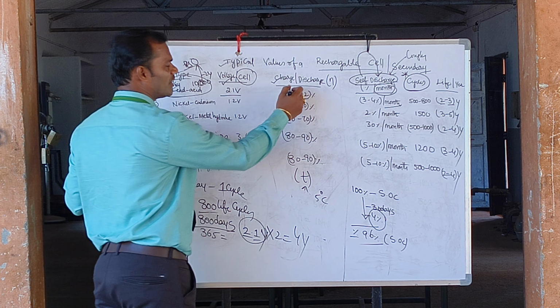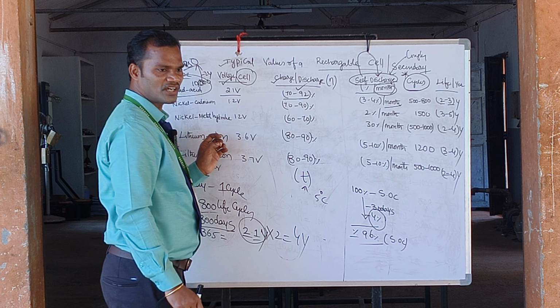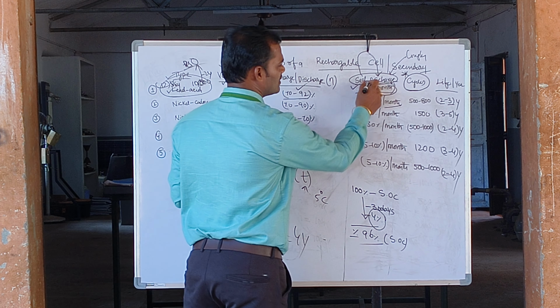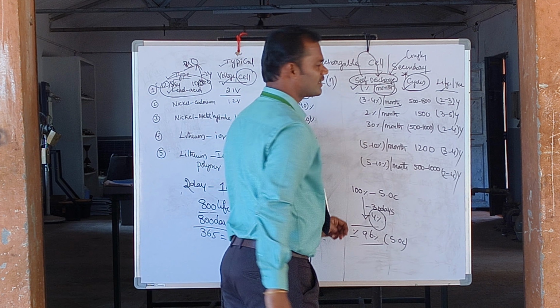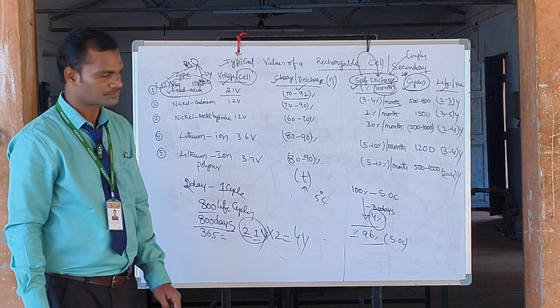Cell voltage. Next one, ampere hour efficiency or watt hour efficiency. Next one, self discharge rate of a battery. Next one, life cycle of a battery and life of a battery per year.